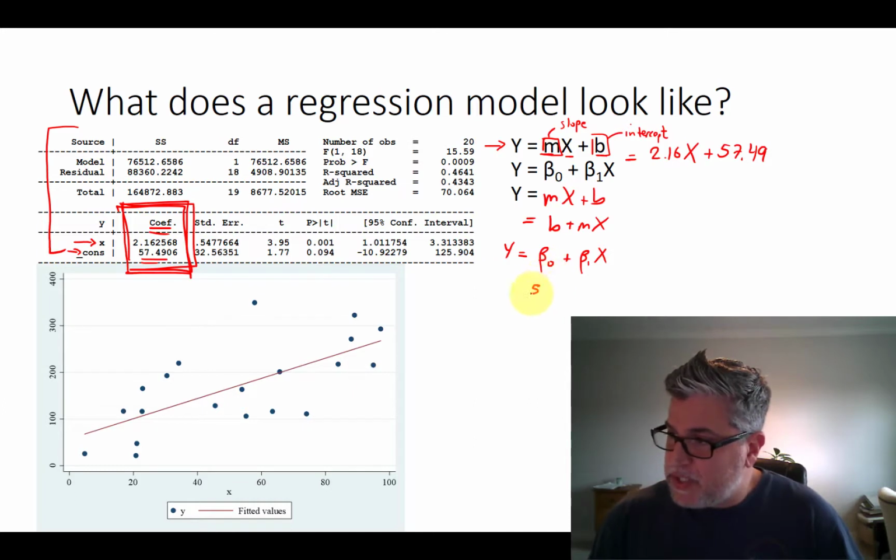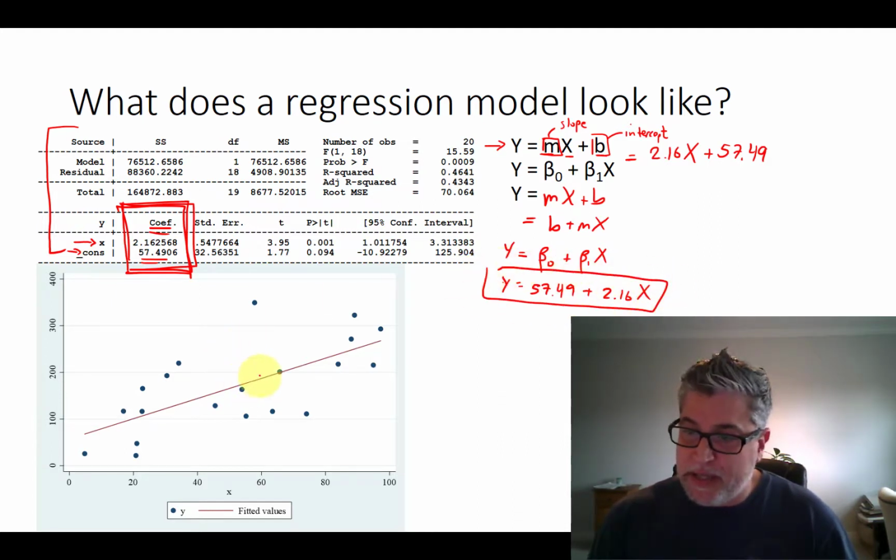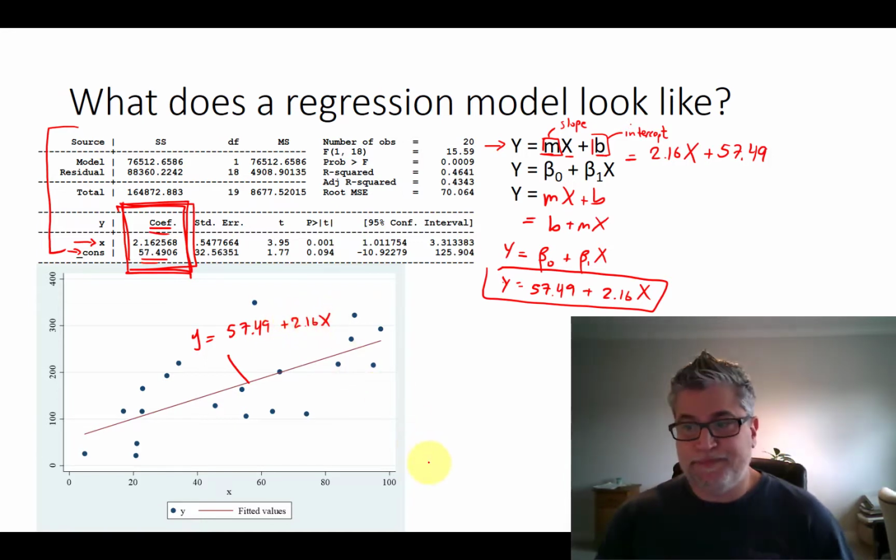Beta 0 is 57.49. Beta 1 is our slope, that's 2.16. Multiply that by x. That is our equation for a straight line. One more time. This line is y is equal to 57.49 plus the slope on x, which is 2.16. That's it. That's our equation for the line.